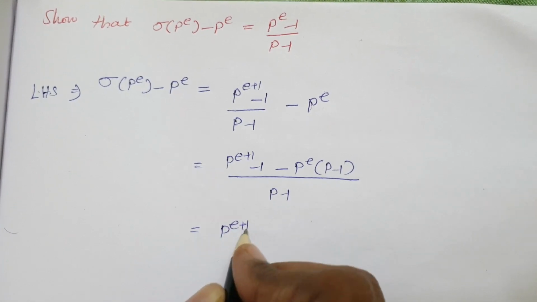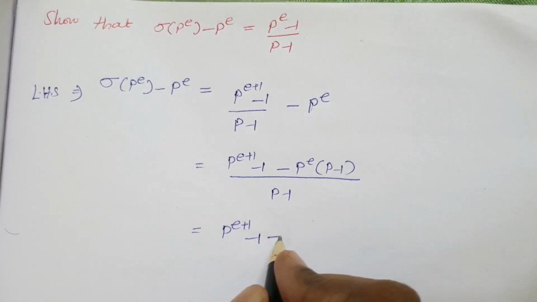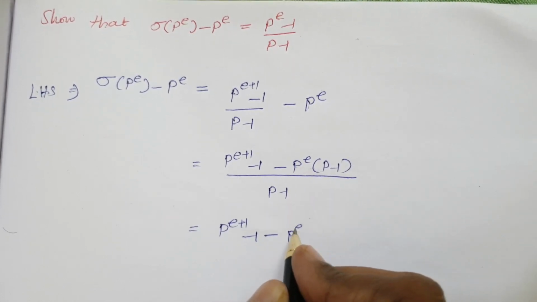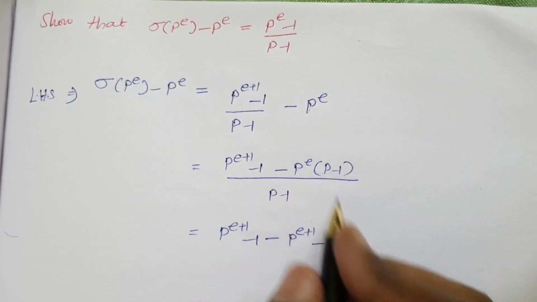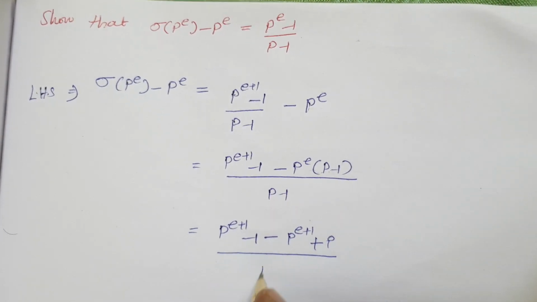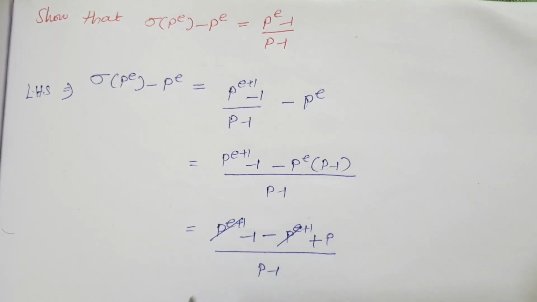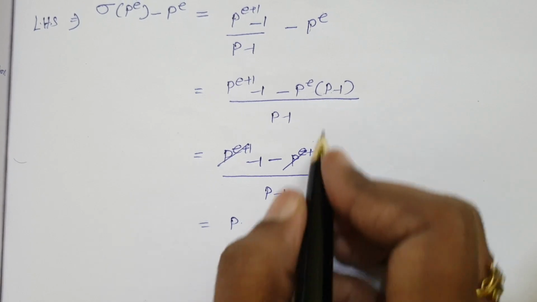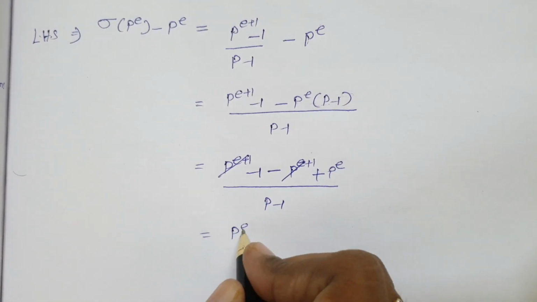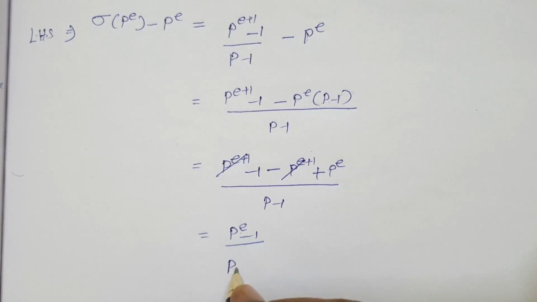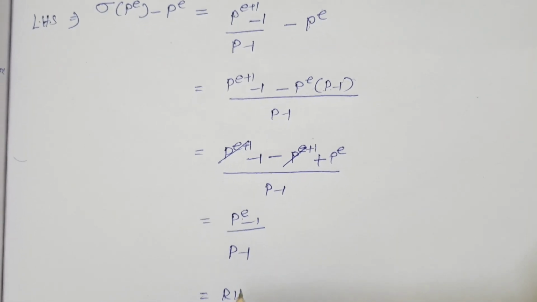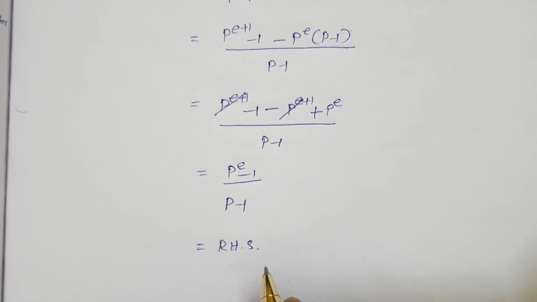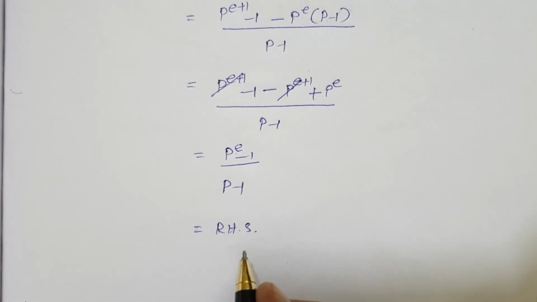So p power e plus 1 minus 1 minus p power e into p plus p power e. Here the base is equal, so you add the powers, e plus 1 minus into minus plus p, divided by p minus 1. Cancel these two terms, then you will get p power e minus 1 divided by p minus 1. This is your right hand side answer. Hence verified, left hand side is equal to right hand side.